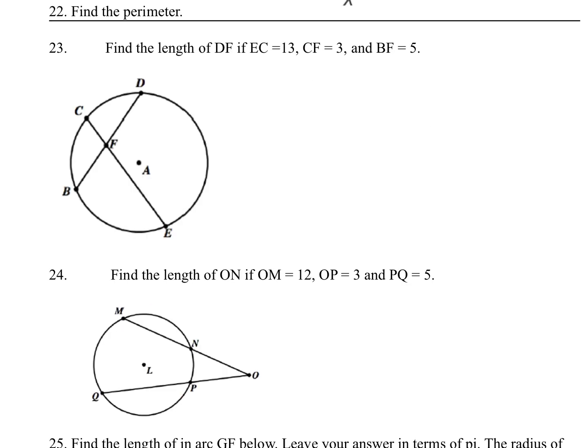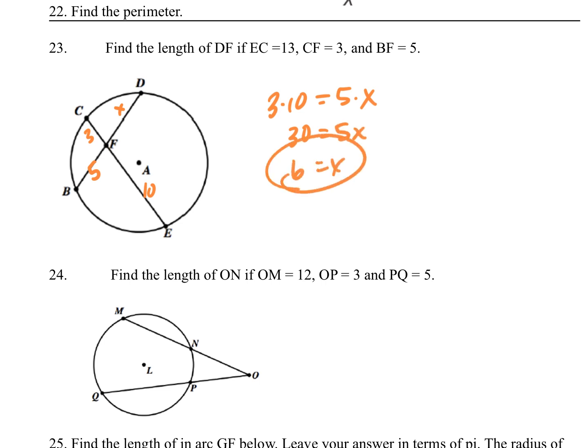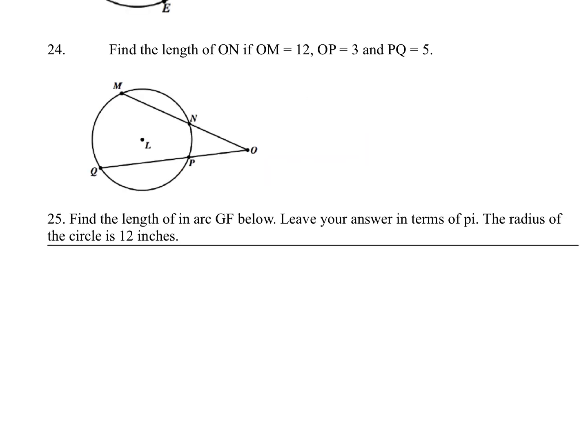All right, now we're on to power theorems. I want to find DF if EC is 13, CF is 3, so the whole thing is 13. The little part is 3, so that means this is 10, and BF is 5. So 3 times 10 equals 5 times x. 30 equals 5x. So 6 is equal to x, and that's the length I'm looking for.